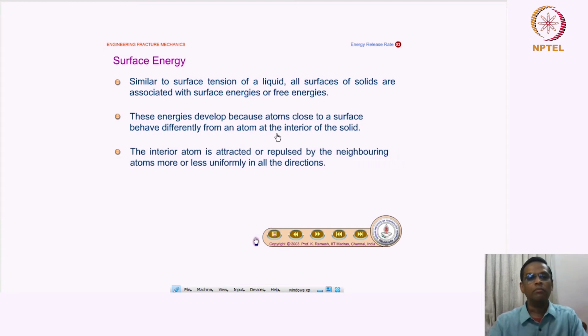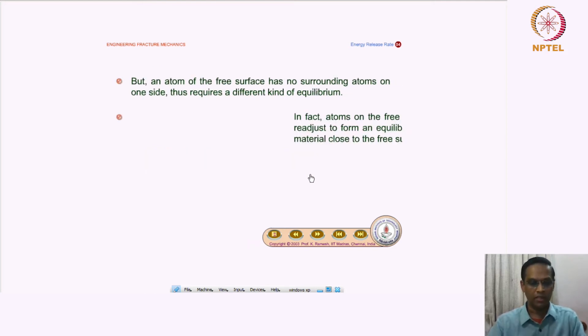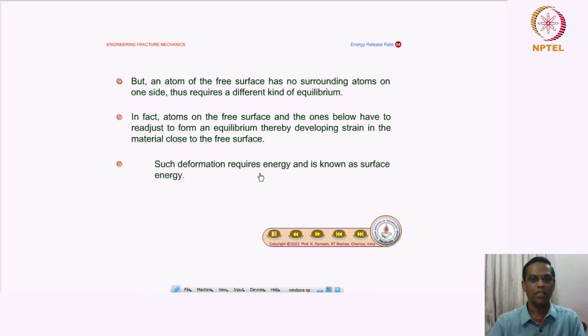These energies develop because atoms close to the surface behave differently from an atom in the interior of the solid. The interior atom is attracted or repelled by the neighboring atoms more or less uniformly in all directions. These fundamental ideas, people who deal with materials all know, right? The atom at the surface experiences a different kind of equilibrium compared to one in the interior. So that is why this comes as an explanation.